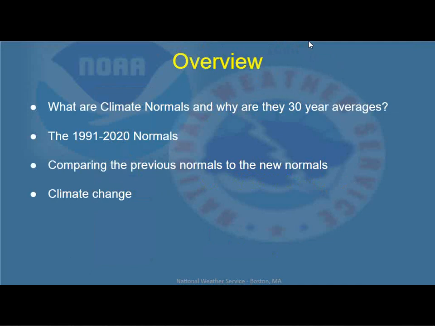So this is just a little overview of what we're going to talk about tonight. Joe already kind of alluded to it, but we first probably should go over what a climate normal is, and the question we kind of get asked is why are they 30-year averages? And then those next two bullet points, the new normals, the 1991 to 2020 normal, and then comparing the previous normal, which is the 1981 to 2010, to the new normals. Those are all going to be combined together. And then, another question we get asked is how does this relate to climate change? And we'll touch base on all those kind of things.